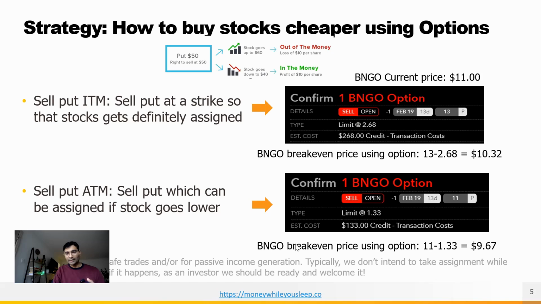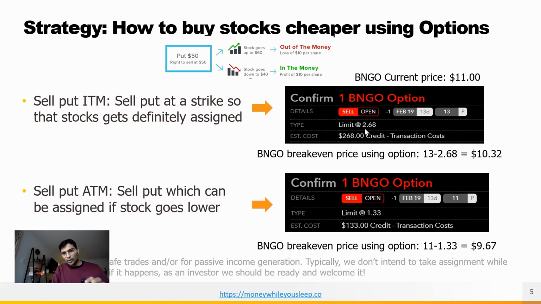So on Feb 19th, if BINGO goes below $11, let's say even $10.99, this particular option is going to be assigned to me. And what will be the break-even price at that time? It will be 11 minus 1.33 equals $9.67. So you can see that the break-even price when we are selling an at the money put is way lower as compared to the in the money sell put.